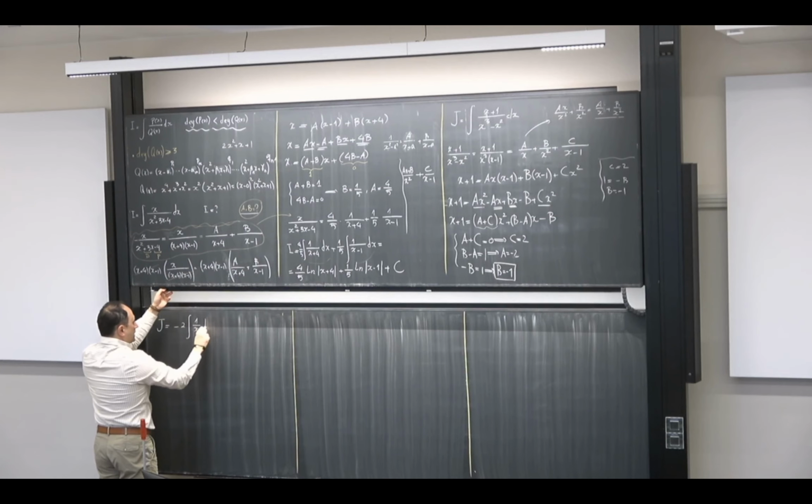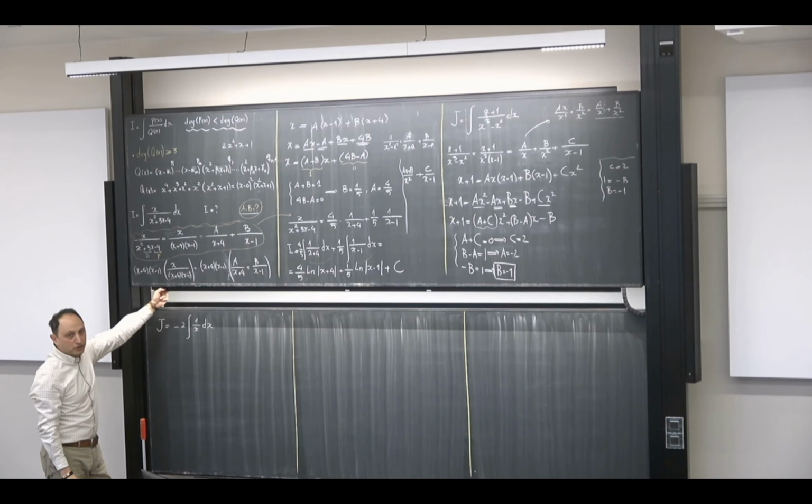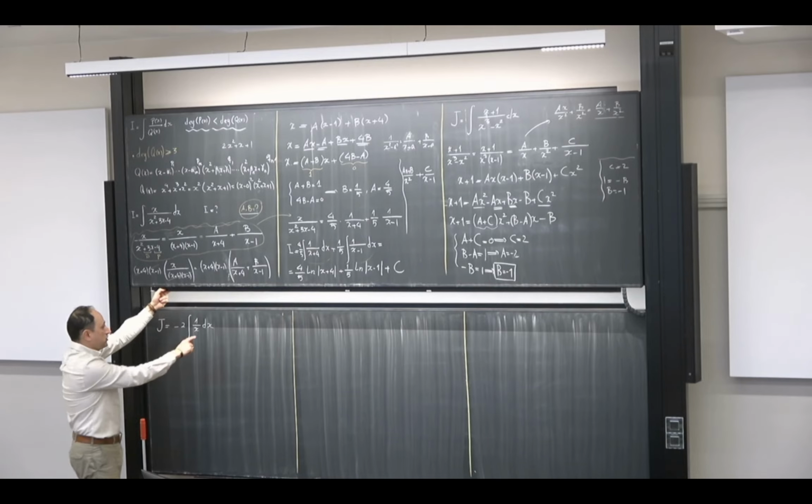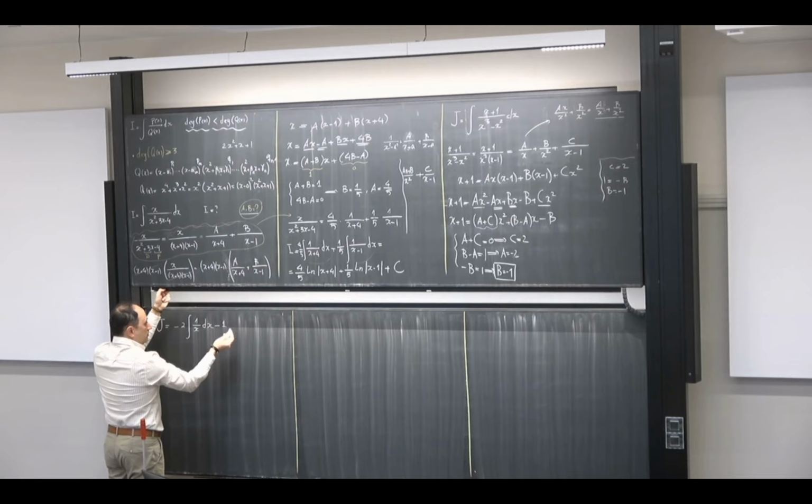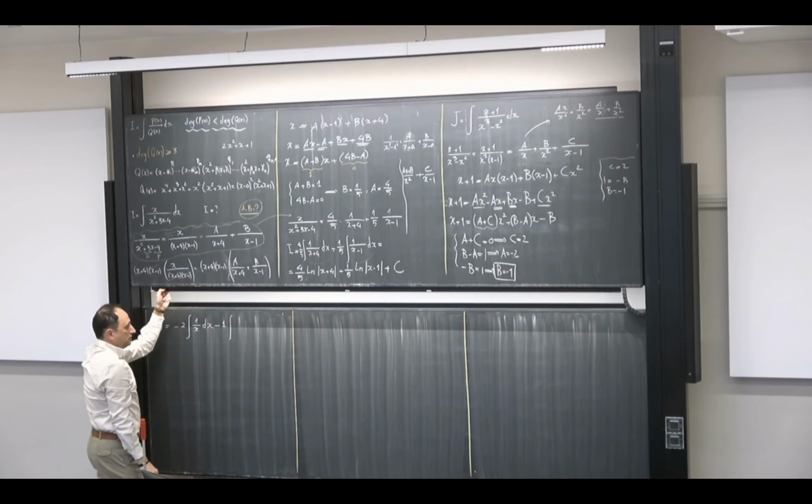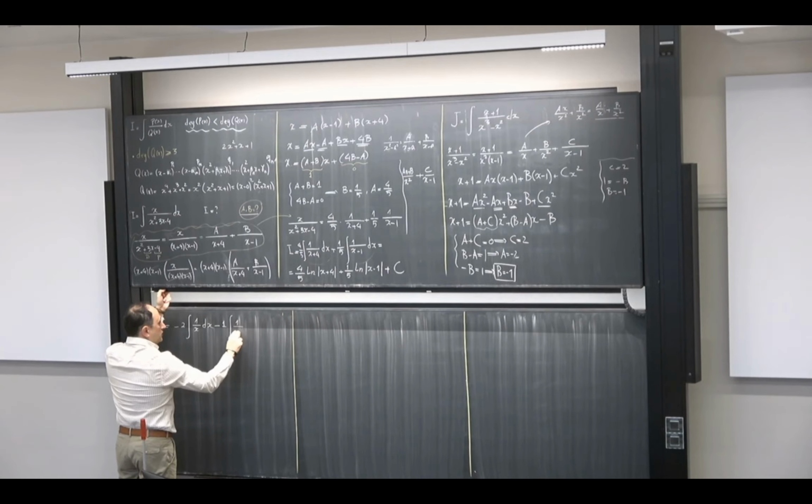Can you tell me the next one? I want to see if you're following it. Can you give me the next one? What is the next one? B over x squared. B over x squared. What is B? -1. -1. So what should I write? Minus integral 1 over x squared, 1 over x squared dx. Very good. And then the last one?